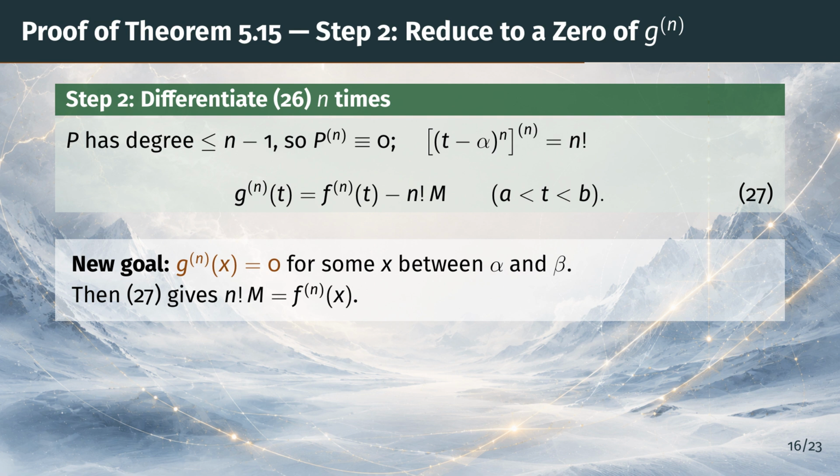If we can find a single point x between alpha and beta where the derivative of order n of g vanishes, then equation 27 says n factorial times M equals the derivative of order n of f at x, which is exactly what we need. So the entire theorem now rests on producing one zero of one derivative. The function g was engineered to make zeros plentiful, as we check next.